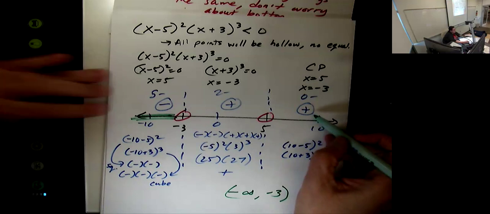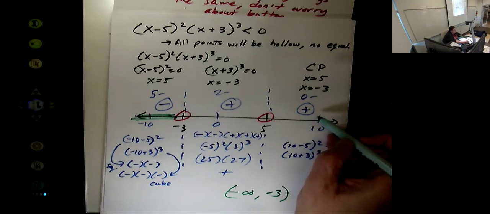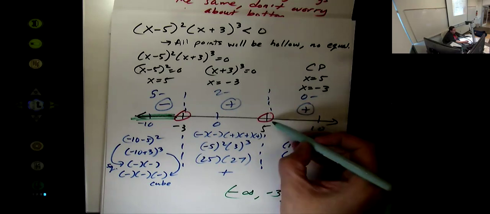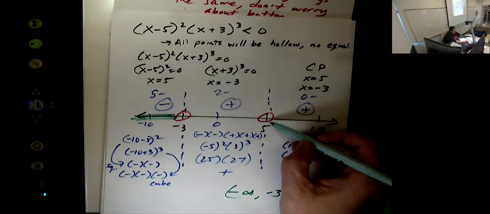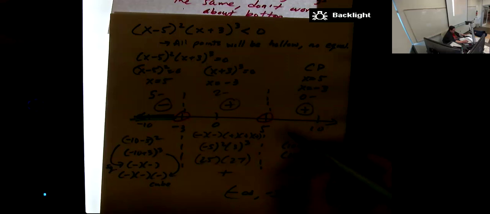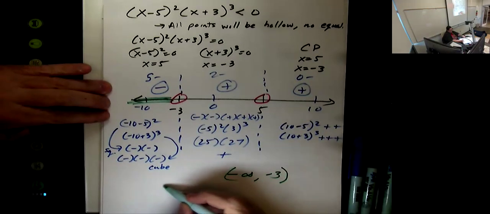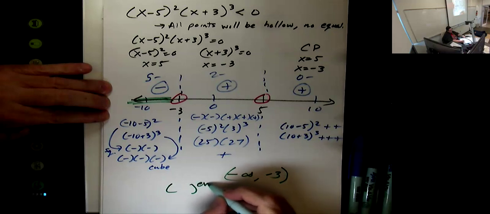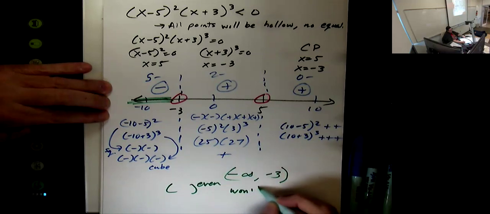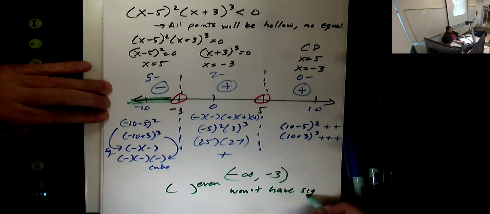Something special made it so that the sign didn't change. Why didn't the sign change here? As we crossed 5, what was special about the point x equals 5? Squared. It came from the square. So parentheses with an even number up here won't have sign changes across them.